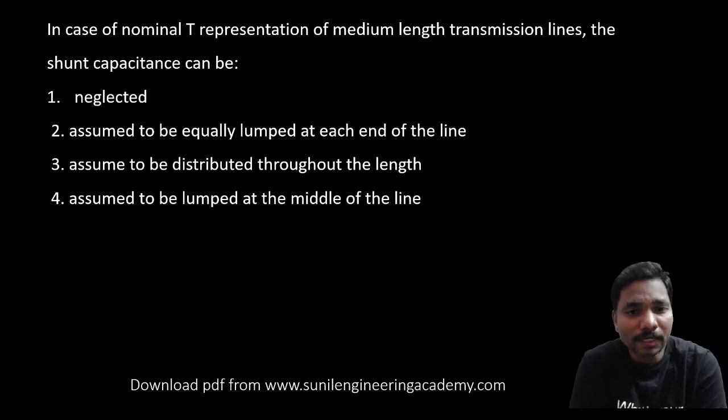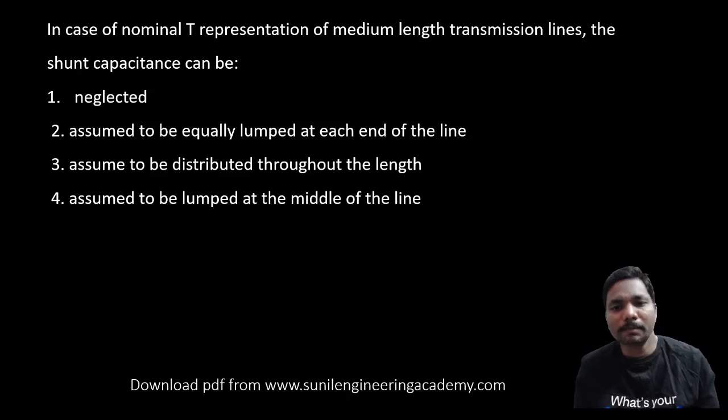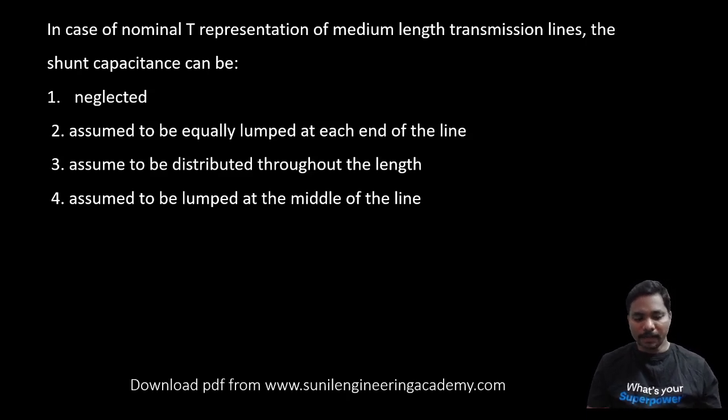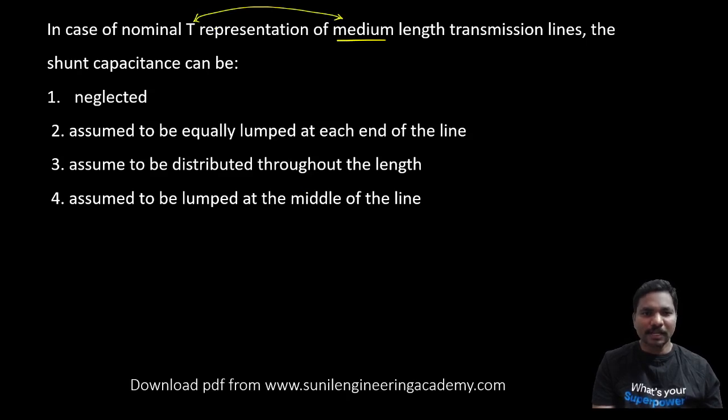In case of nominal T representation, the medium length transmission lines, the shunt capacitance will be dash. So in case of nominal T or nominal pi methods, we are going to use in which transmission lines? Medium. They have mentioned that in the question itself, so we have one answer. Nominal T methods are used in the medium transmission lines. Coming to this nominal T method, as the letter itself is T, it is in the manner of T only.